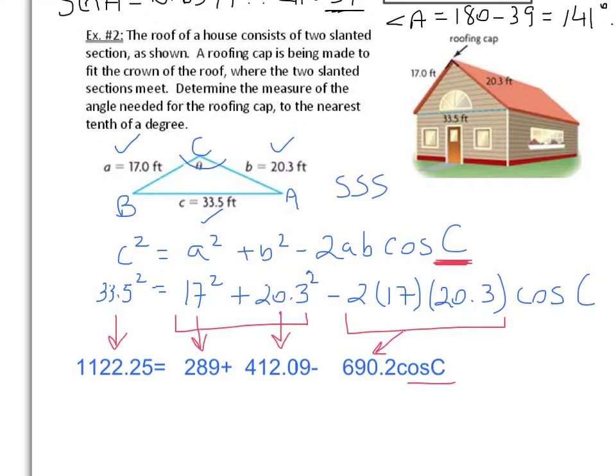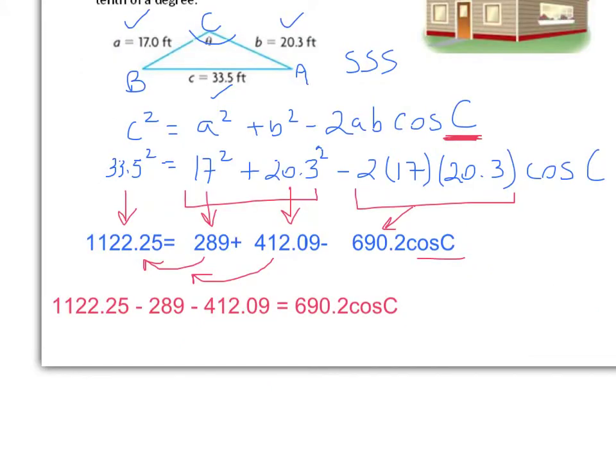So what we're going to do is move the 289 and the 412 over to the other side. Because we're moving them over to the other side of the equal sign, the sign changes, so it becomes take away. And then on the left side, we're actually left with negative. I forgot the negative sign. There we go. Negative 690.2 cos C. So now we're going to divide both sides by negative 690.2.